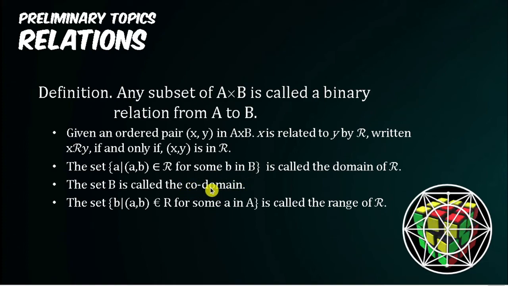So, ang codomain sometimes is exactly the same as range. But also, sometimes, yung codomain is not exactly the same as the range. Mas maliit yung cardinality ng range kaysa sa codomain.